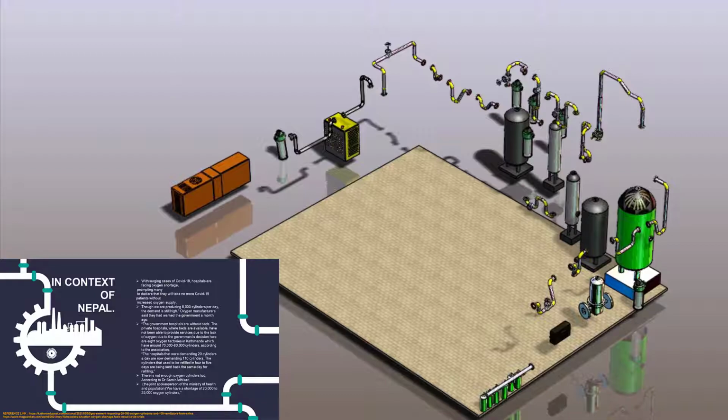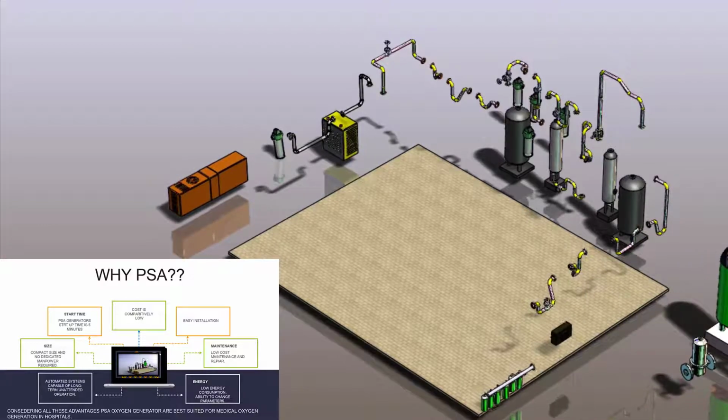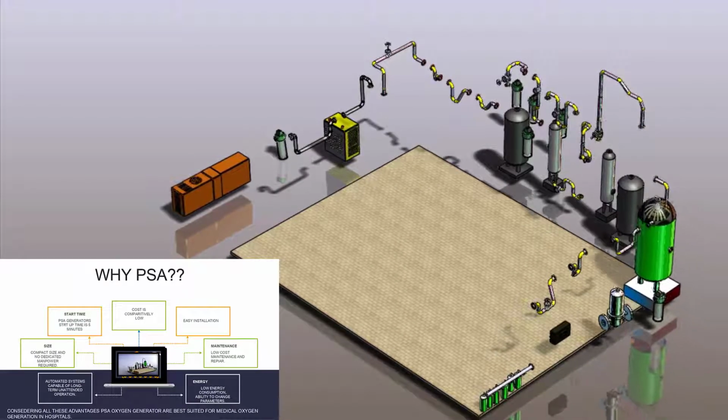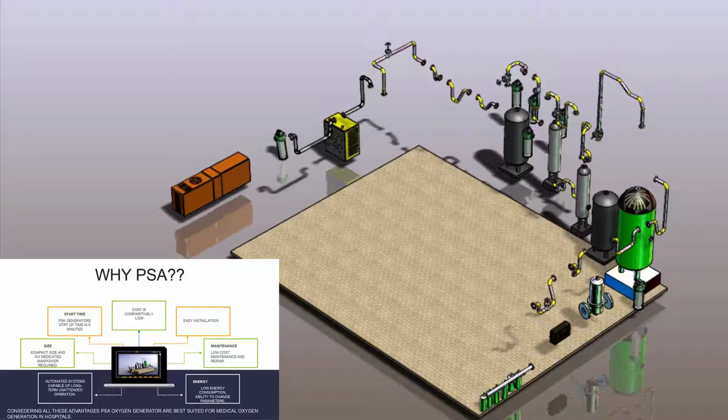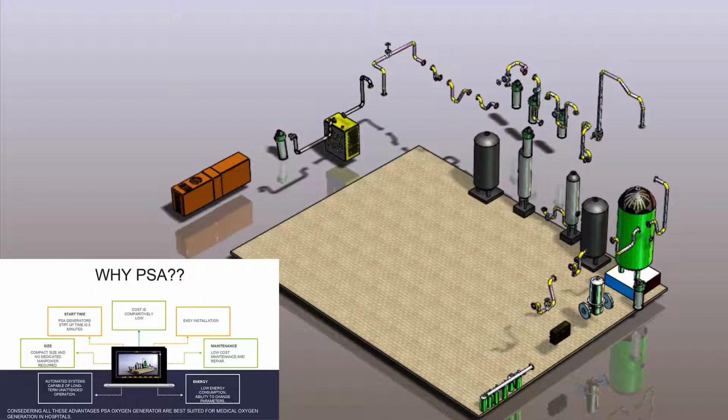There are many methods of generating oxygen, but among them I have chosen PSA because of the following reasons. Number 1, start time. PSA generator startup time is 5 minutes. Next point is energy. PSA generator has less energy consumption. It's low cost in maintenance and repair. It is a fully automated system. It has a compact size and no dedicated manpower is required.